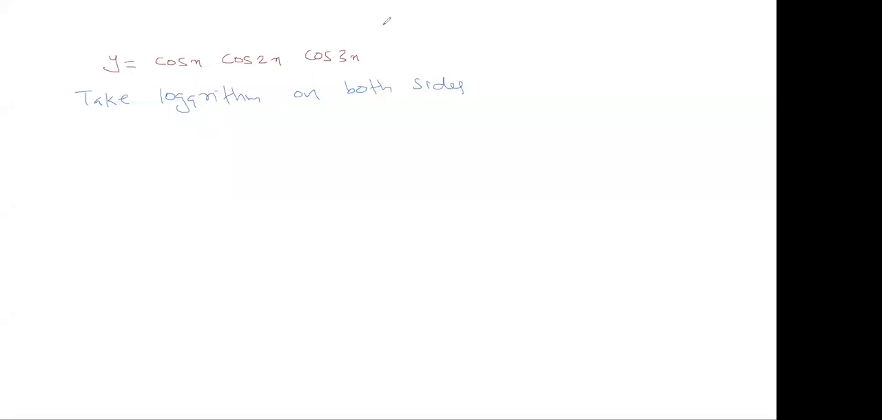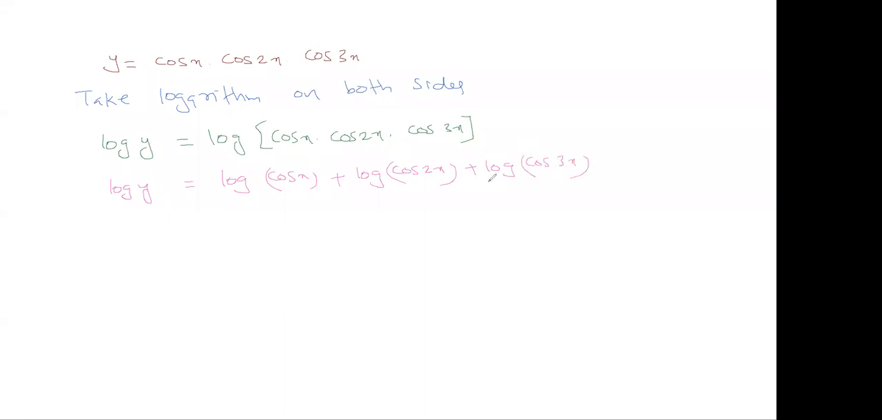So here if you take logarithm on both sides, what we will get is, left side, logarithm of y, right side, logarithm of cos x into cos 2x into cos 3x. And the use of this is you can write this as log y, and the logarithm of a product is the sum of the logarithms. So you can write this as log cos x plus log cos 2x plus log cos 3x. Because of taking logarithm on both sides, you are able to write the function as a sum of three functions.